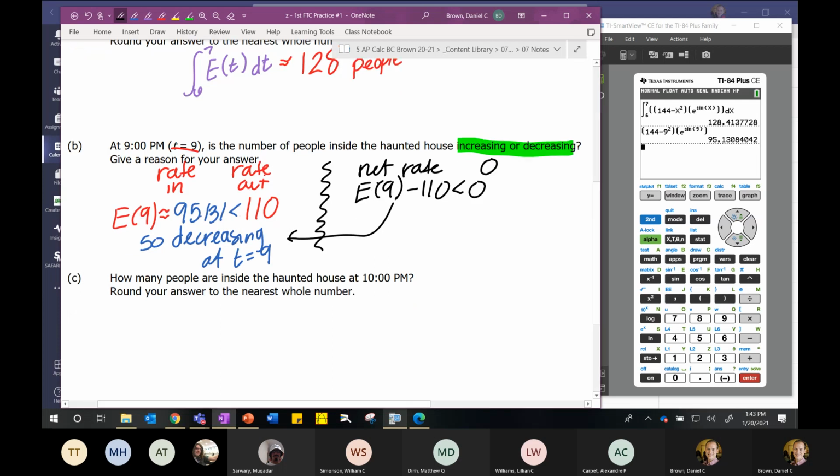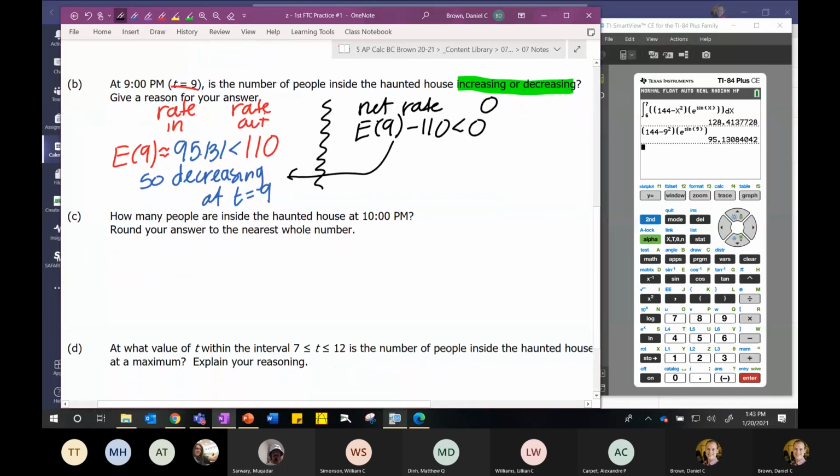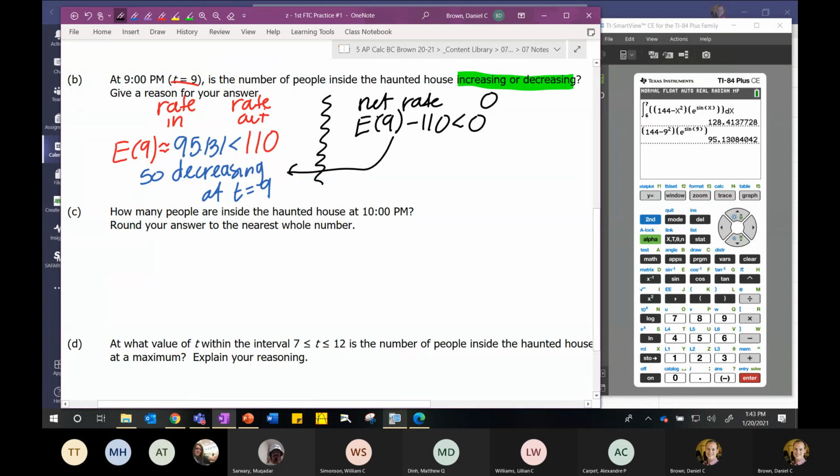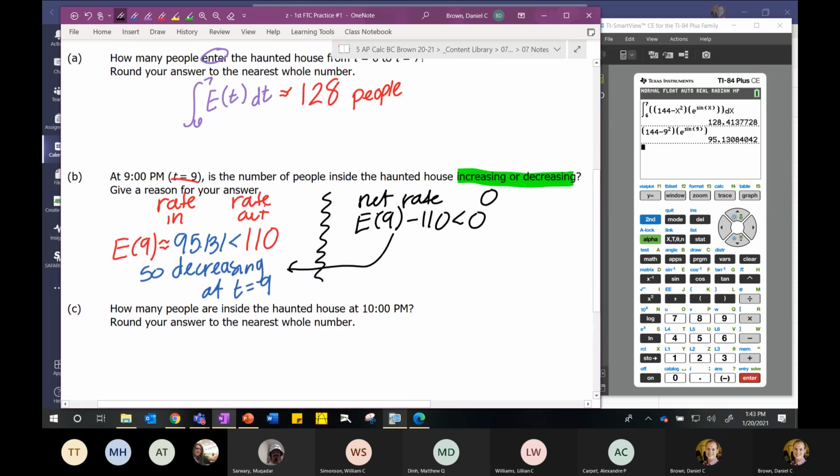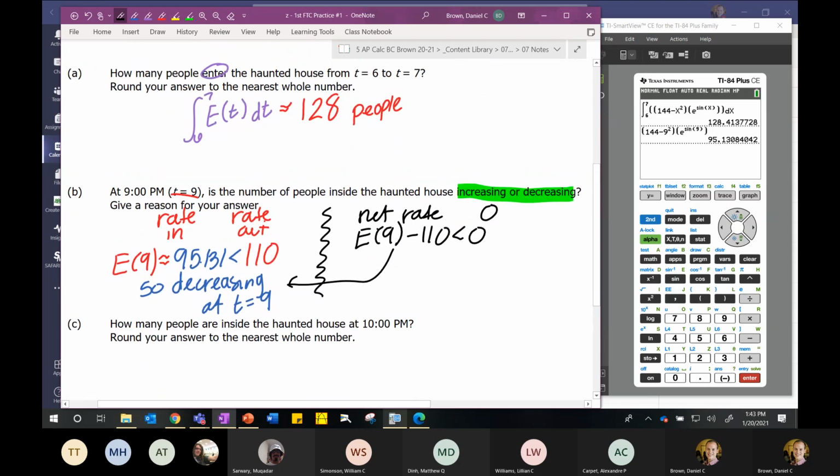All right, part C, and again, we're going to keep relying on the calculator. How many people are inside the haunted house at 10 p.m.? So I do want to compare C to part A. Part A asks us how many entered the haunted house between 6 and 7, compared to part C, which is just saying how many people are inside at 10 p.m., or at t is equal to 10.